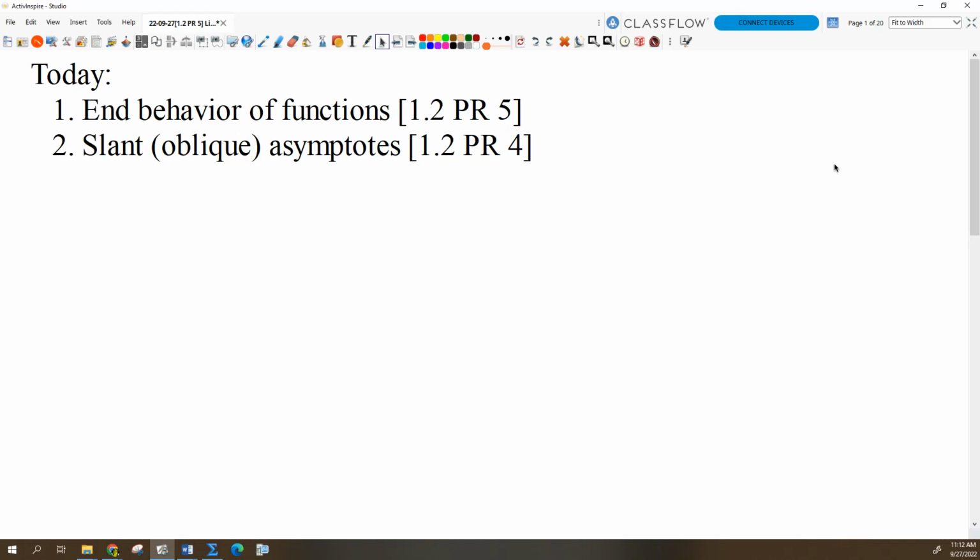All right, so today we are going to look at stuff we started yesterday. Limits at infinity is the topic. This is going to guide us to understanding the end behavior of functions.